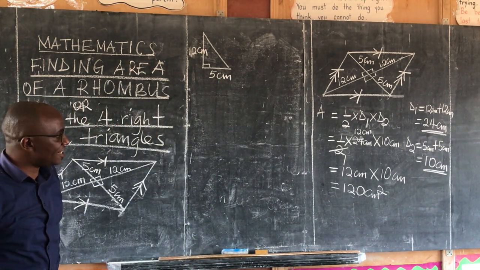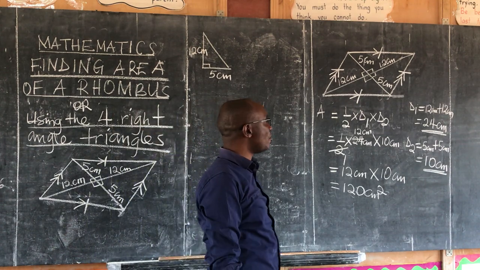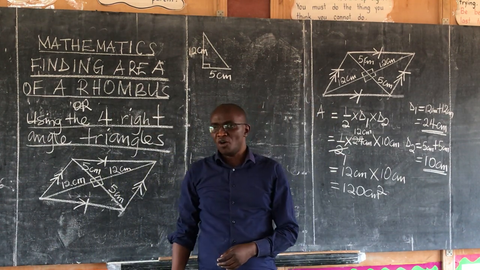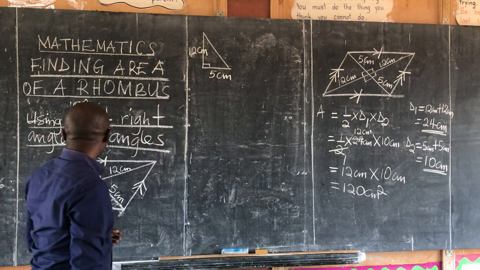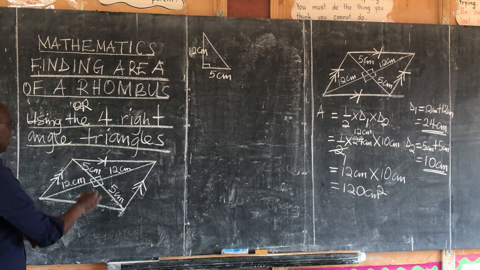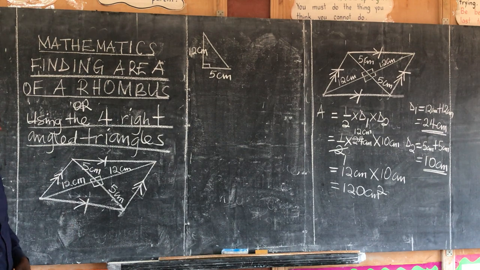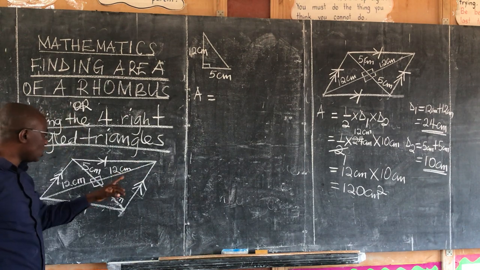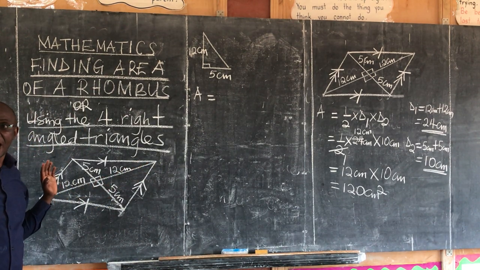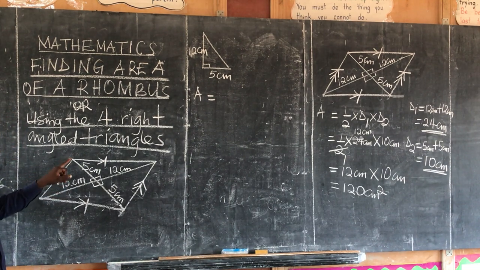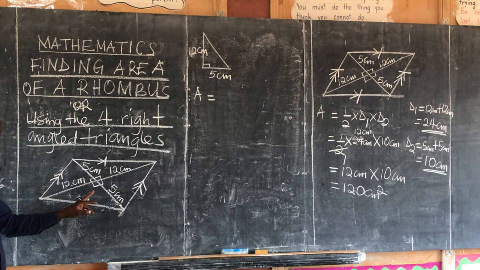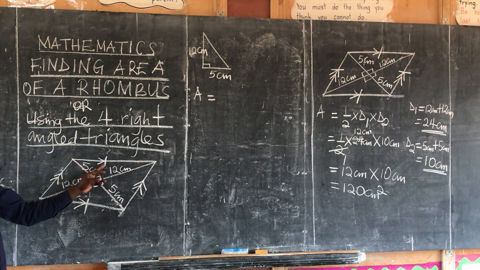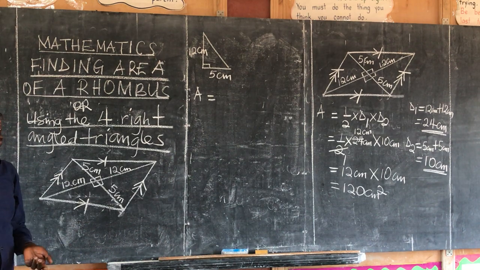Now, I've said there are three methods we use to find the area of a rhombus. One, you can use the diagonals of the rhombus. Two, you can use the four right angled triangles. How? By getting the area of one right angled triangle. All these triangles have the same base and the same height. For each triangle, the base is 5, the height is 12. So they all have the same base and height.